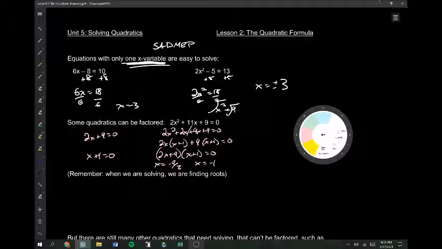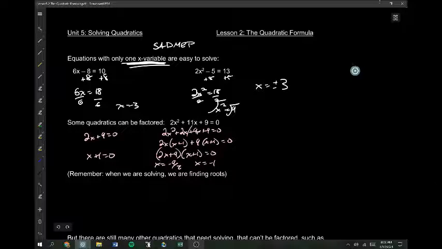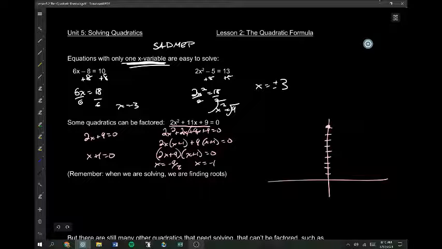And remember, in general, when we're solving, we're finding roots. So if we were to look at this equation right here, if I were to sketch a really quick graph of this, it has a y-intercept at 9. It has an AOS at -5.5. So right here. But it has roots at -1.